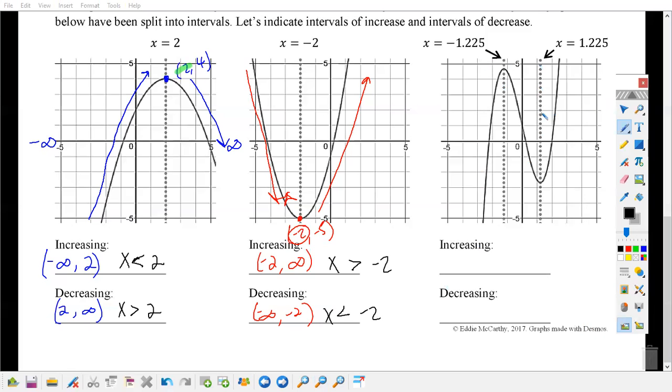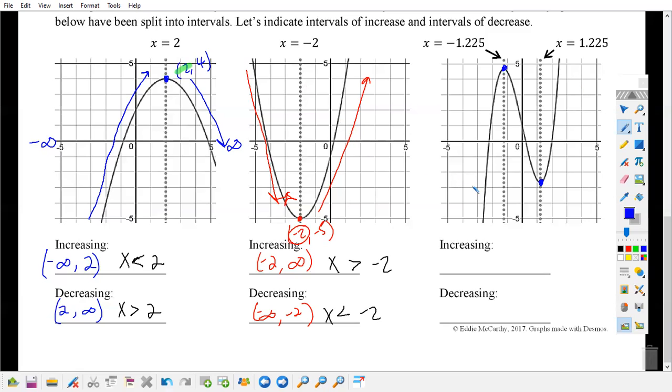All right, now last one. This is a polynomial, because I have multiple maxes and mins. Does that make sense? So in this one, I have a max and a min, which means I'm going to have to identify all of those intervals. So first, we have a maximum here at x equals -1.225. We have a minimum here at x equals +1.225.